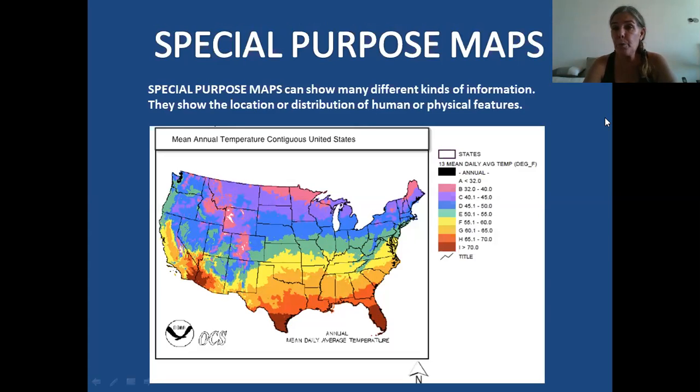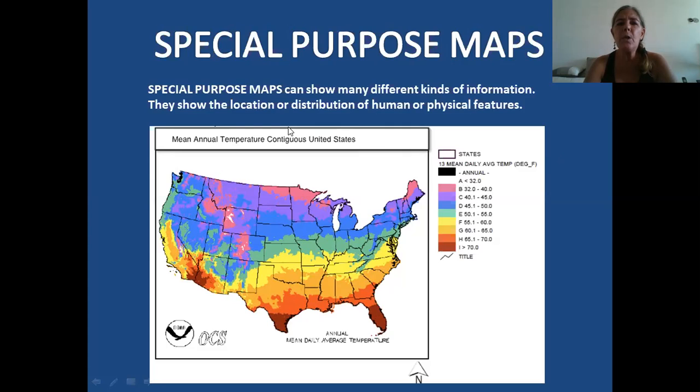We can have a road map, we can have a map of the school, we can make a map of our house, we can make a map of a special place on the beach that we like. So all of those are going to be called special purpose maps. In this example, let's analyze what we have over here.